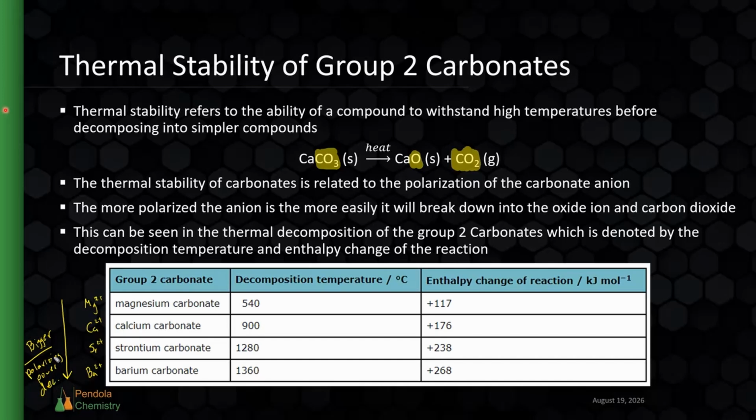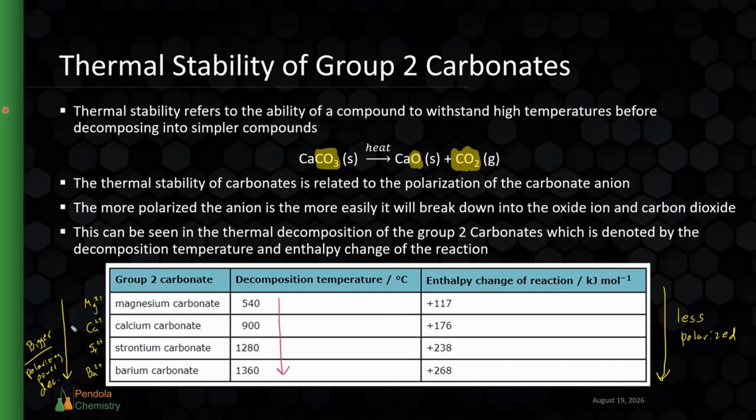So the polarizing power decreases as these ions get bigger. So what does that mean? Well, as we go down, the polarizing power of the cation decreases, so the anion becomes less polarized as we go down. A less polarized ion means that it is more stable and it takes a higher energy or higher heat temperature to break it down. So look at what happens to the decomposition temperature.